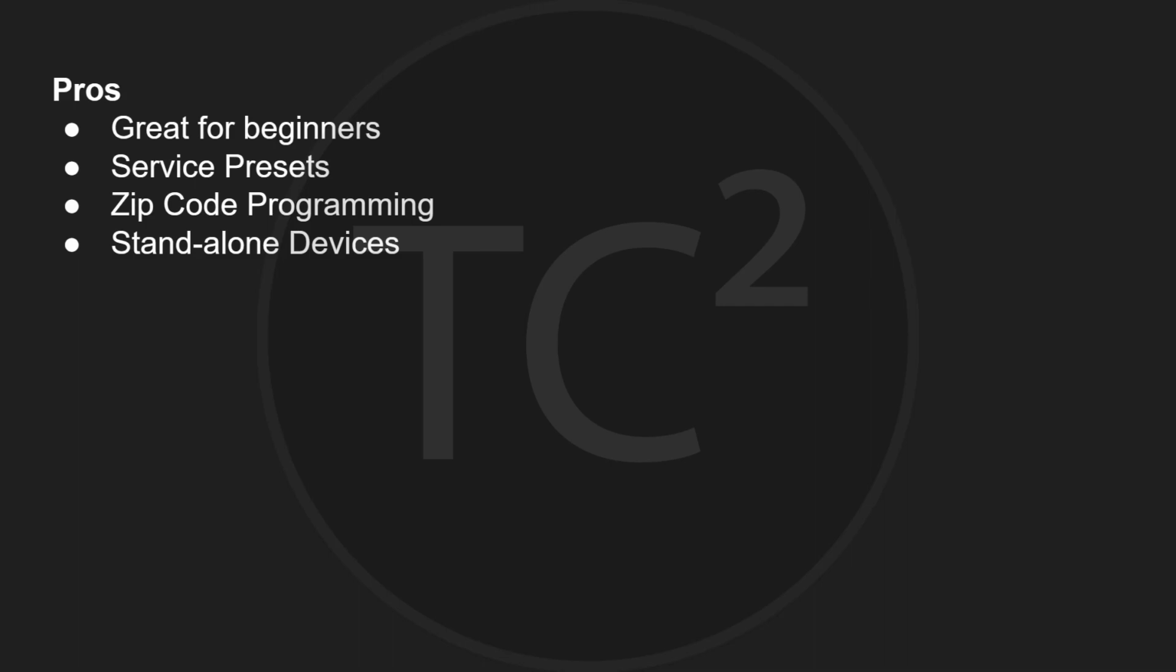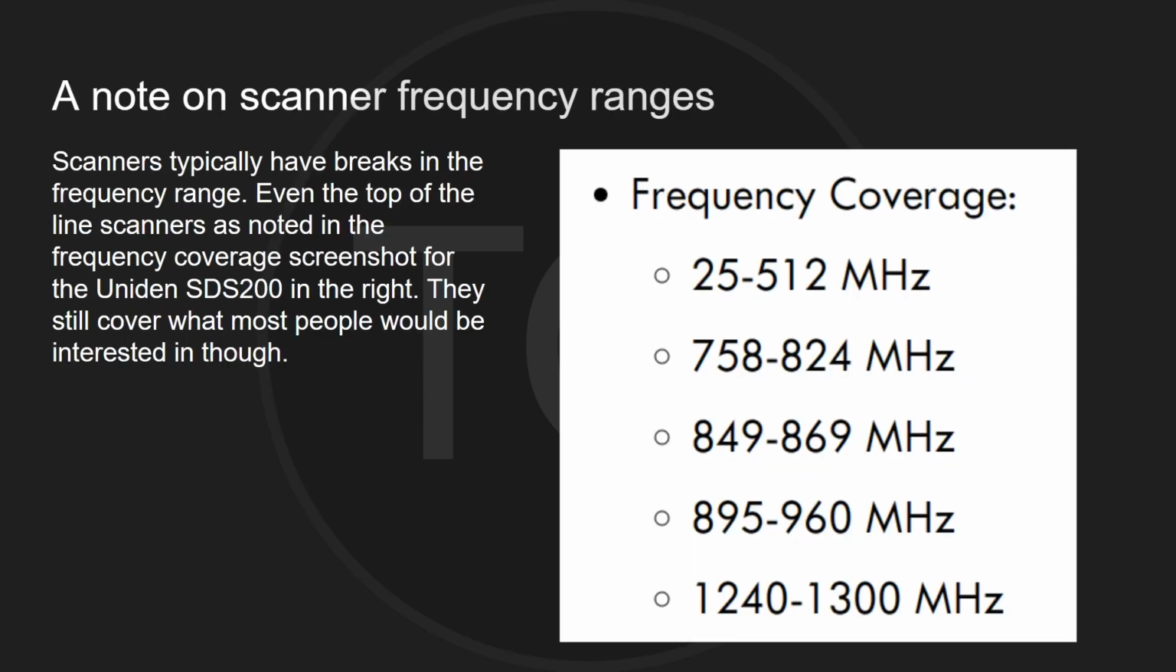Now, programming the more complex radios via computer is recommended, but once that's done, it can go back to just being a standalone device. Now, on to some cons for scanners. The first one's going to be their limited frequency range, and scanners are generally limited to a frequency range from 25 megahertz to 1300 megahertz. Now, this is where most radio traffic most people are going to be interested in resides, so this is just a minor con on scanners.